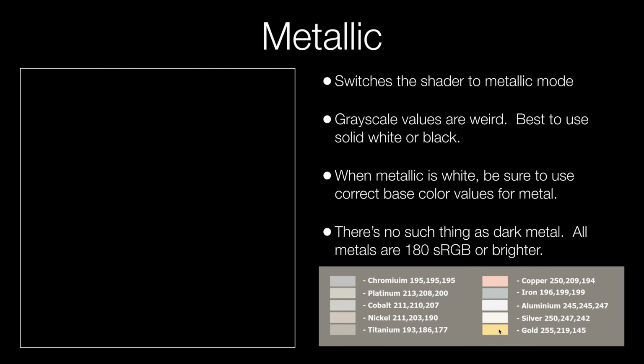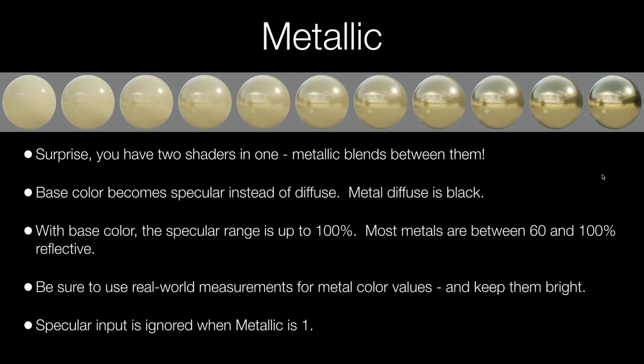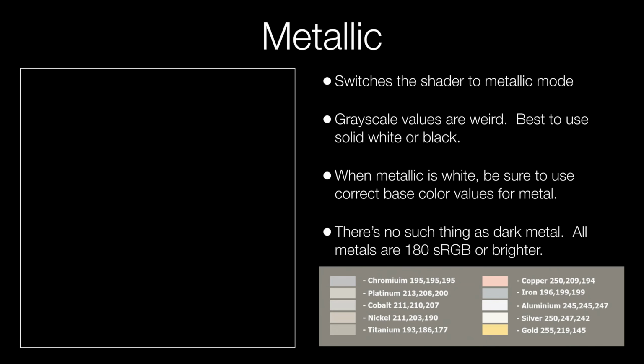So if you were to create a gold surface, for example, like the one we have here, I actually took that value from the chart and plugged it in. So you end up with something that looks very realistically like gold, because it actually is the correct measured value for what gold really is. So again, base color, when you're using metal, it's really important to use the measured value and to keep these values bright. As I said here, there's no such thing as dark metal, and all metals are 180 sRGB or brighter.